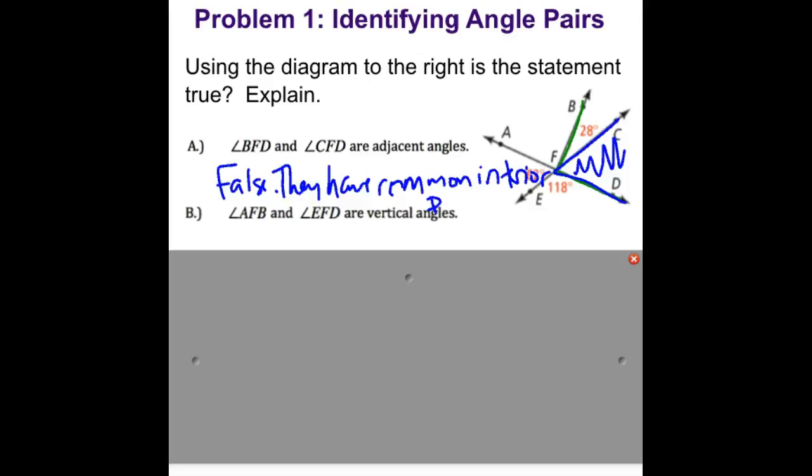You do want to get used to writing reasoning. It'll help you once we get into the next chapter.